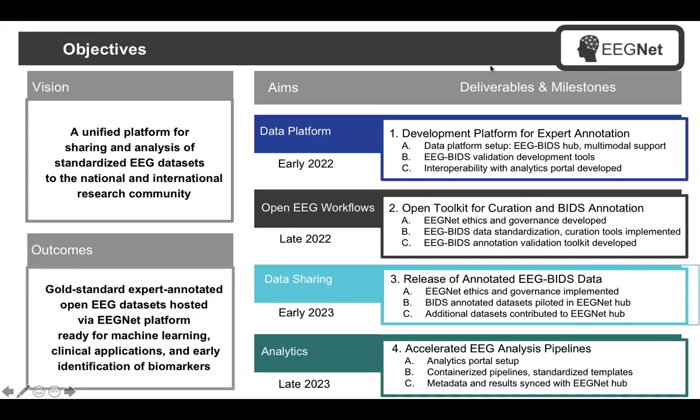The overall goal of EEGnet is to provide a unified platform for sharing and analysis of standardized EEG datasets to the national and international research community. And it has deliverables and milestones in the areas of data platform development, open EEG workflows that would run on CBRAIN, data sharing, which would be using Loris as the principal vehicle for data sharing, and again, analytics and standardized pipelines running on CBRAIN.